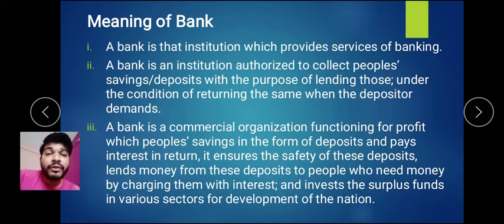When you keep your money in the bank, every quarter, that is every 3 months, you get interest. It ensures safety, because you feel that your money is not safe at your home, but it can be safe at a bank. Your parents must be keeping their money at the bank, so that gives safety to the money, and that's why this is a commercial organization.